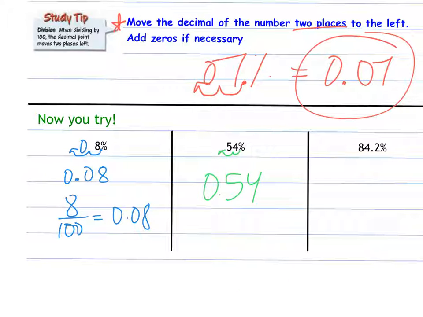84 and 2/10%. We start now where the decimal is in the middle of this number. So it's between the 4 and the 2. So from here, we move 1, 2 spots to the left. We don't start at the end of the number after the 2. We start where the decimal already is. 0.842. And that's it as a decimal.